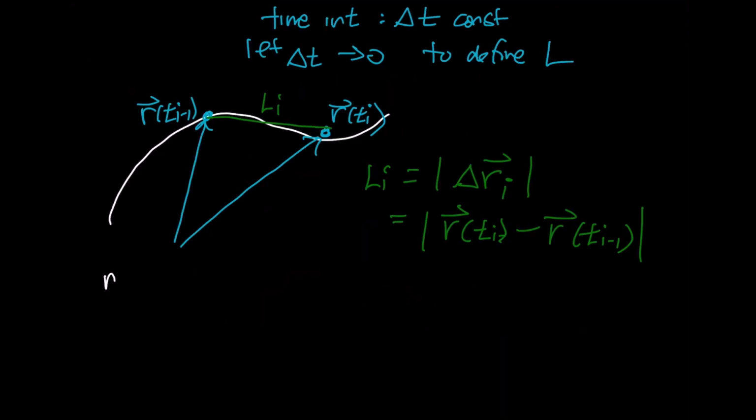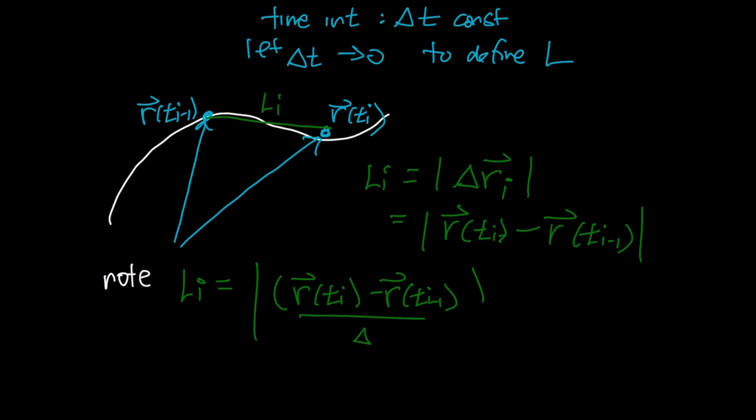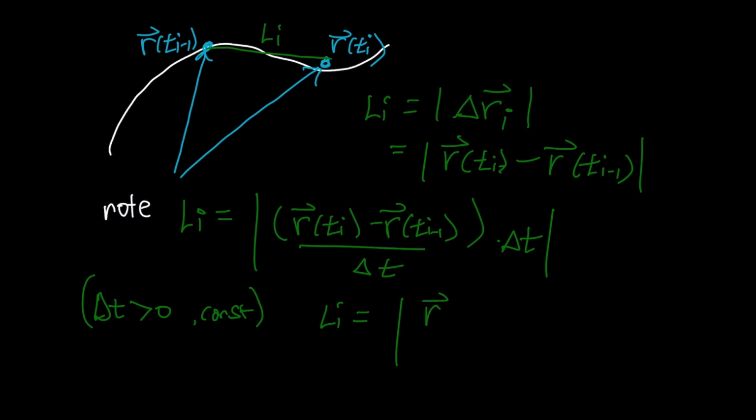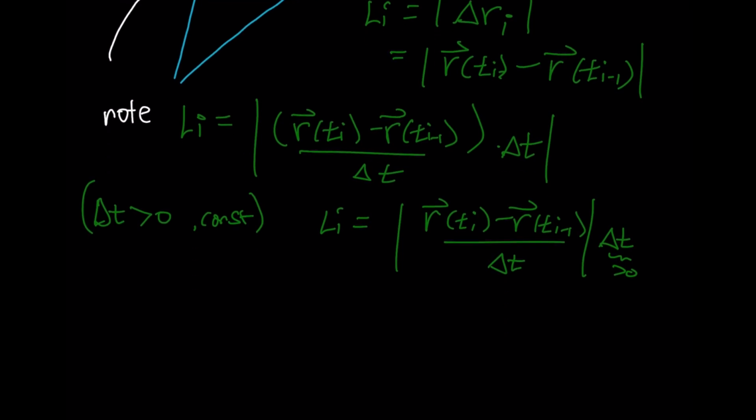Now, I could take this Li, multiply and divide everything by a delta t. R of ti minus r of ti minus 1 over delta t, and then multiplied with delta t. Now, in each one of these cases, this delta t is a positive number and it's a constant. According to properties of vector lengths, because this is a positive number, and now if I were to consider each of these, this is where the assumptions that I've made are going to come into play here.